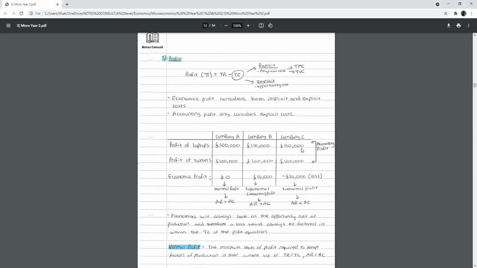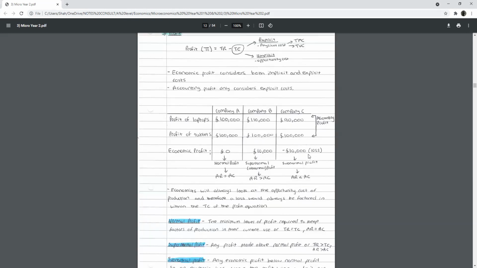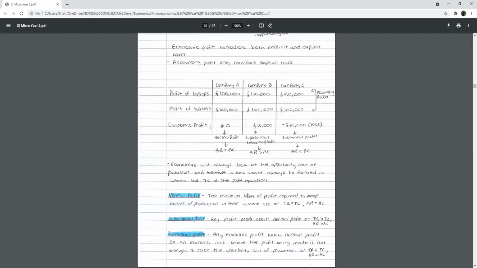If you look at company C, the profits that they get for selling laptops is 90K, and the profits that they could get selling tablets is 100K. So they're in a minus 10K loss here. This is called subnormal profits. Okay, so their average revenue is less than their average cost. But yeah, you probably won't get asked a question on this. It's just for your understanding.